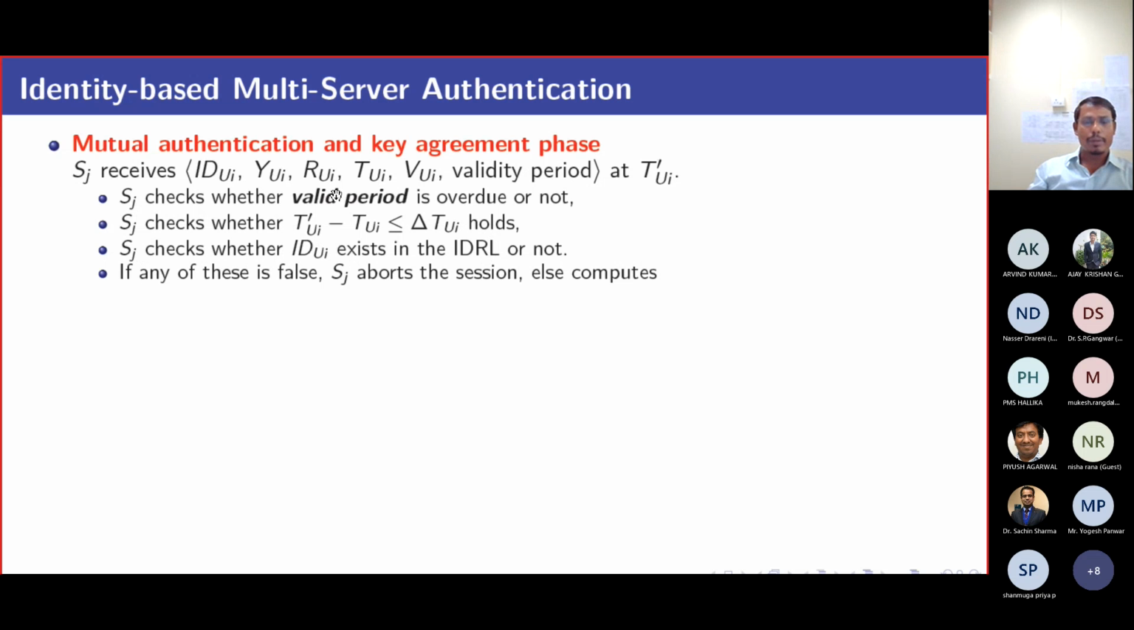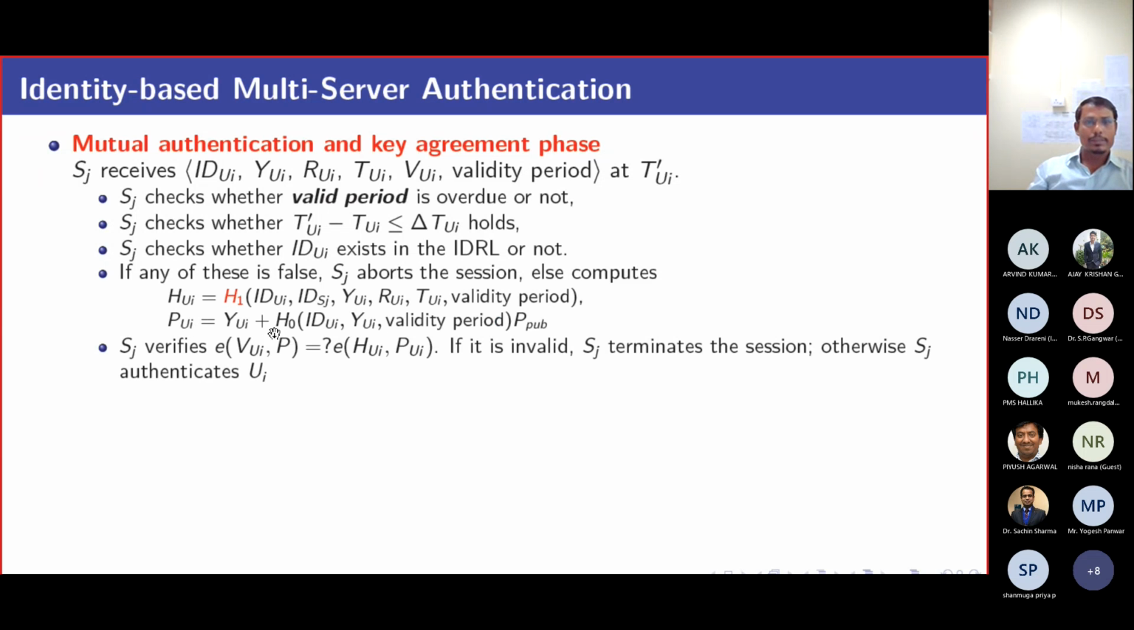As I said, the public and private key is valid for a certain period of time. After that period, the user has to revoke his identity and identity-based public and private key. That is why we have the IDRL, the identity revocation list. So the server checks this verification equation. If it is correct, then the login message is correct. If not, it will simply abort, that means it will terminate the session.